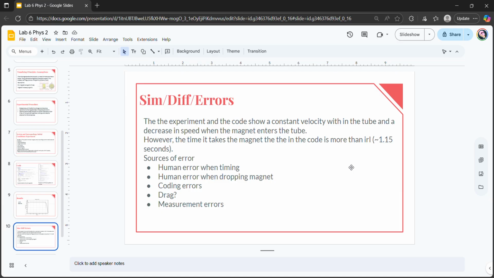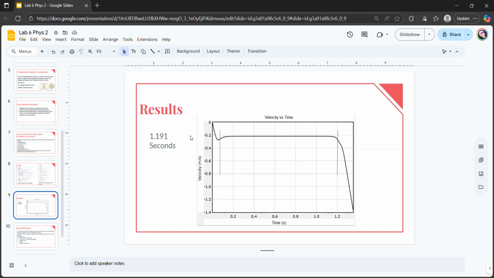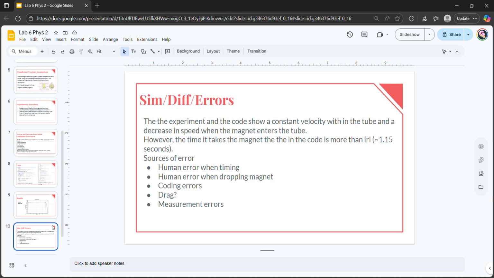The similarities, differences, and possible errors: the experiment and the code show a constant velocity within the tube, and a decrease in speed when the magnet first enters the tube. However, the time it takes the magnet in the code is more than in real life. Real life was 1.15 seconds, while the time in the code was 1.19 seconds. Not a very large difference, but a difference nonetheless.